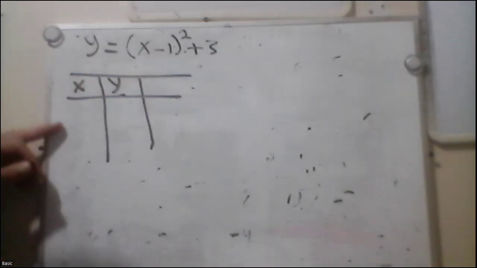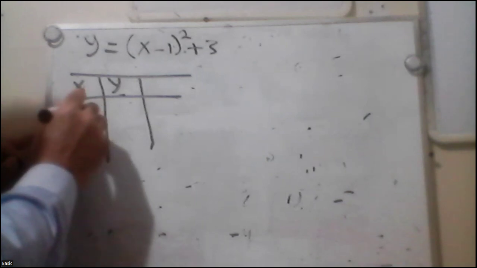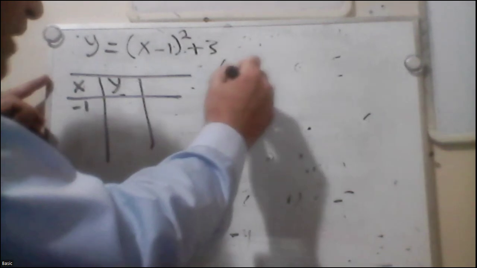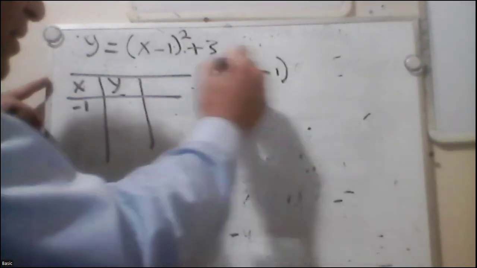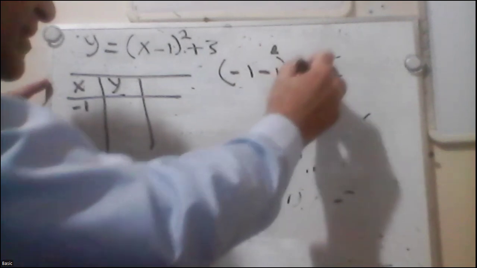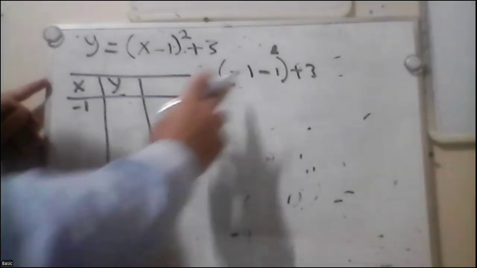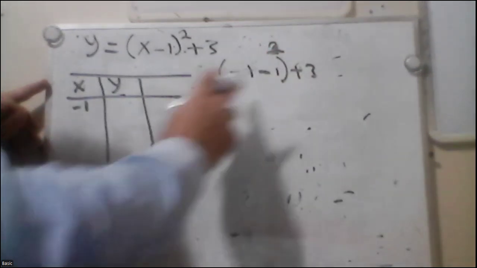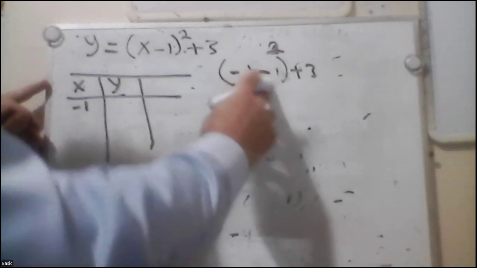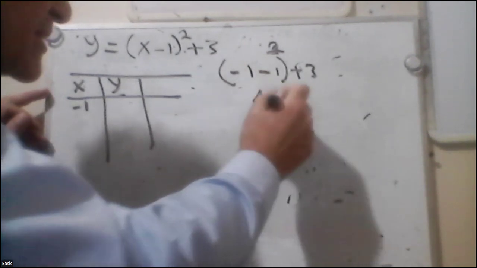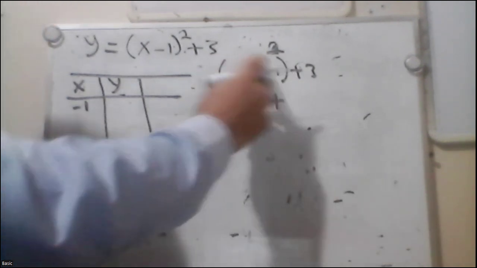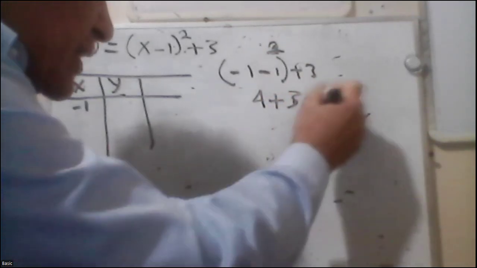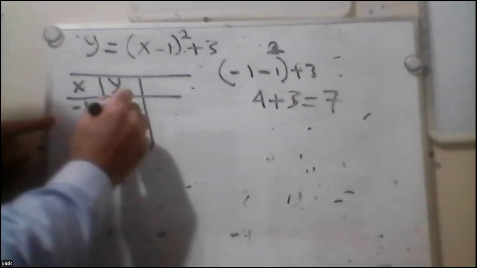As an example, when I say x will equal minus 1, here minus 1 minus 1 all squared plus 3. So this will be minus 2 all squared, which means 4. Minus 2 squared is 4, plus 3, that will give me 7. So here, that will be 7.